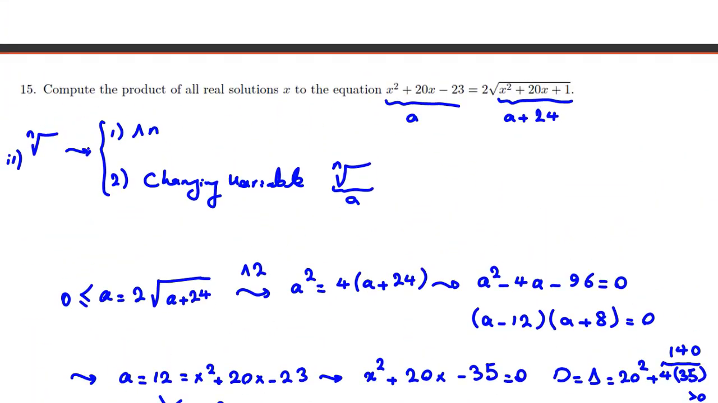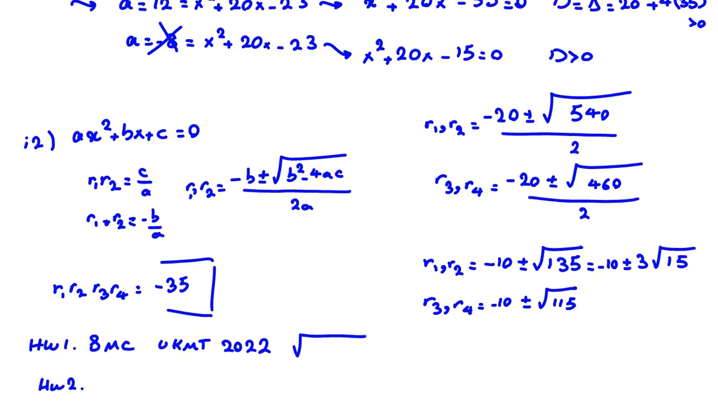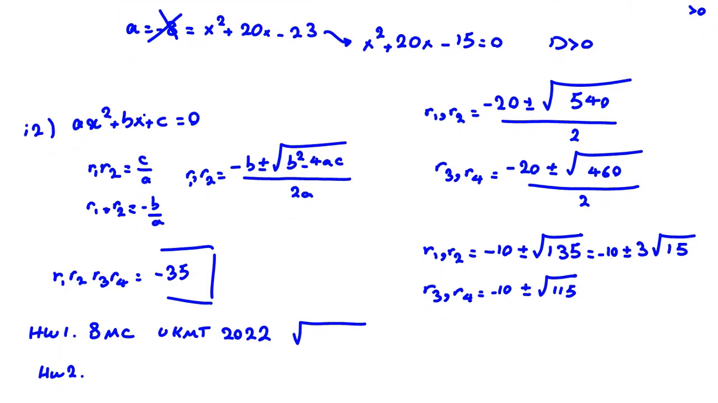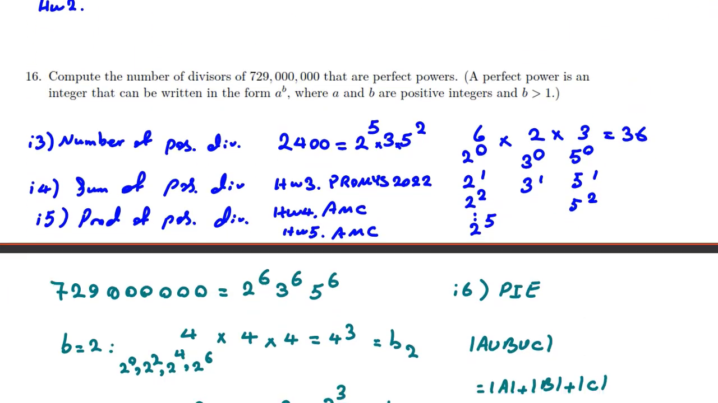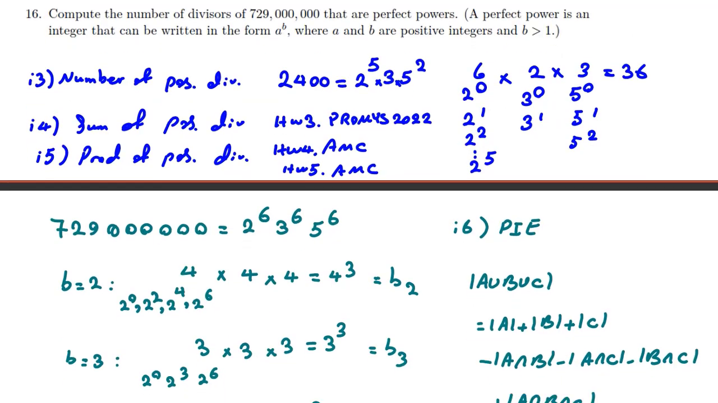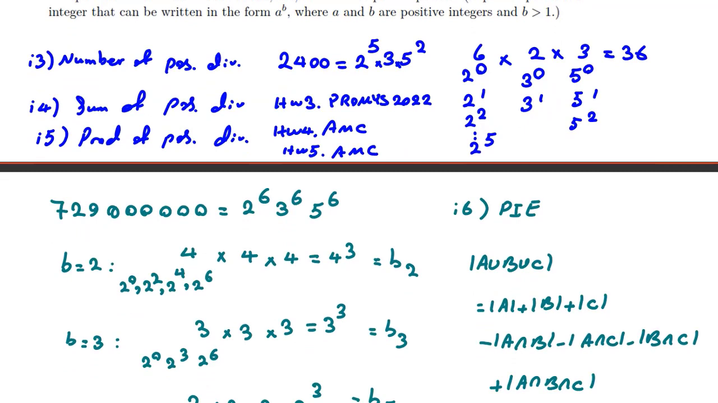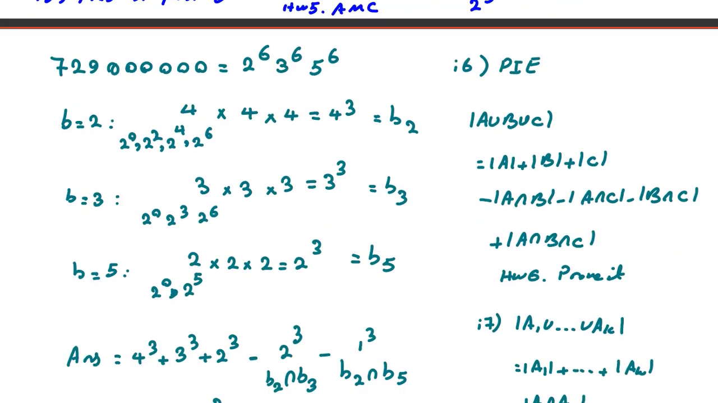I will tell you when we have n-th root, you should use which two approaches. Here we should use both of them. Idea number 2 is Vieta's formula, the special case of it. Idea 3: number of positive divisors, sum of positive divisors, product of positive divisors. And for these things, you should use the rainbow idea, or ghost idea, for idea 5. Some problems of IMO also can be solved with this idea.